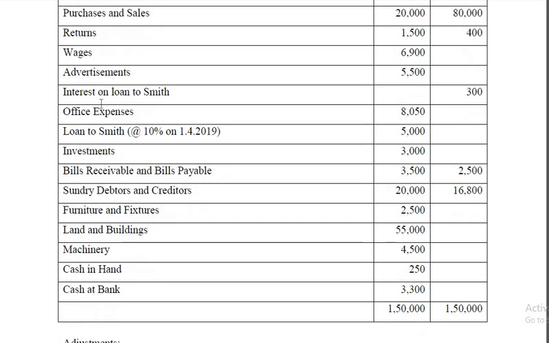Wages will appear in the trading account, debit side. Advertisement, profit and loss account, debit side. Interest on loan to Smith. This is relating to this item: loan to Smith at 10% on 1/4/2019. That means at the beginning of the year.